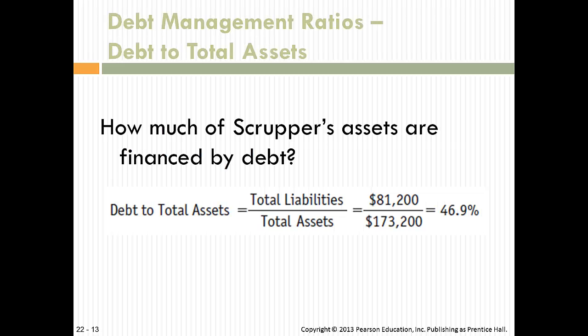Now we move on to debt management ratios. The first is debt to total assets ratio. This ratio measures how much of a company's assets are financed by debt. The formula is total liabilities divided by total assets. In this example, we arrive at 46.9% of assets are financed by debt.